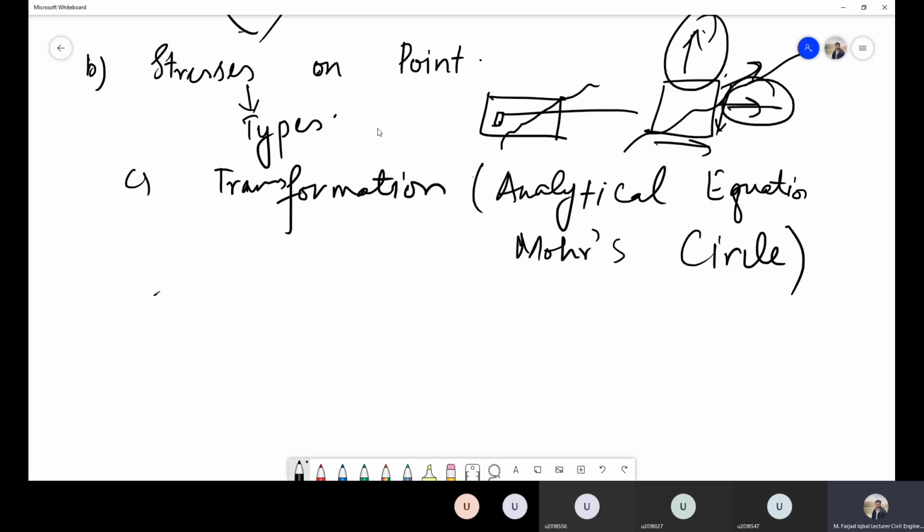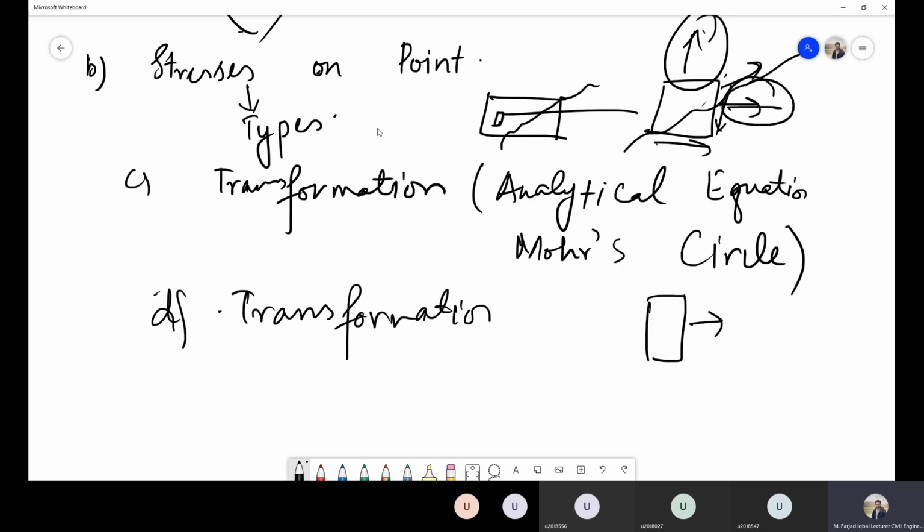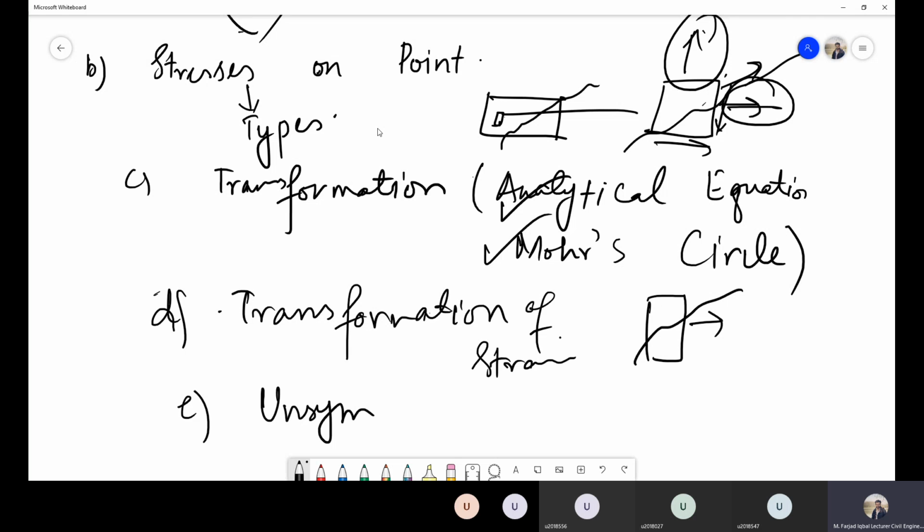The fourth thing that we are going to study is transformation of strains. Similarly, consider this element again. If we have some strains acting on this element, then we will study the transformation of these strains to the inclined plane. The same procedure is used. There are analytical equations for the transformation of strains, and also there is Mohr circle for the transformation of strain as well. The fifth and the major topic of this course is unsymmetrical bending.